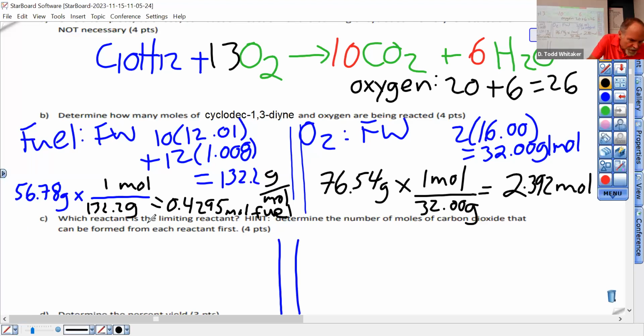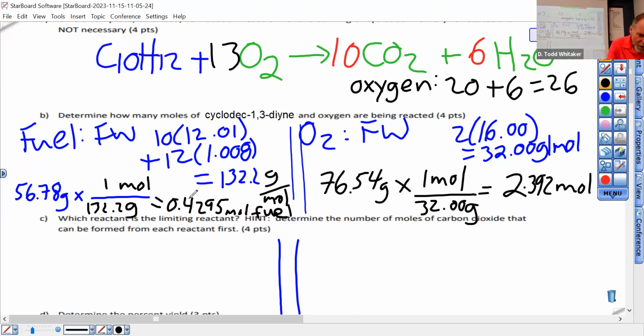Okay, so here's the hint: determine the number of moles of carbon dioxide that can be formed from each reactant first. Go from moles of fuel to moles of CO2 using what? Moles of A to moles of B using what? Coefficients. It's finally time to use the coefficients. You have not used a single coefficient till now. If you do use a coefficient before now, you're going to be losing points.